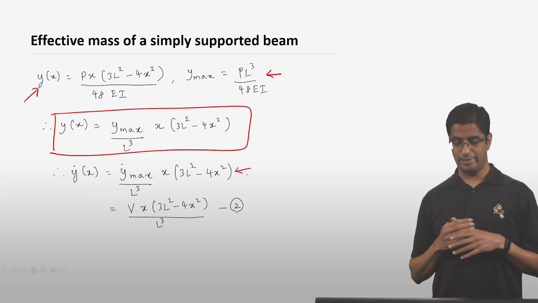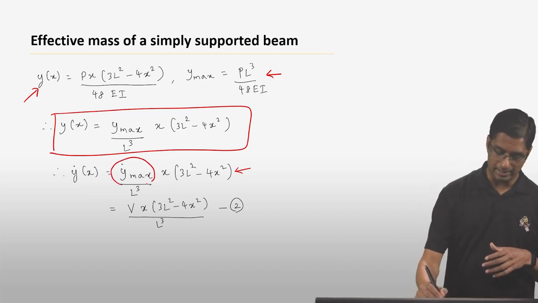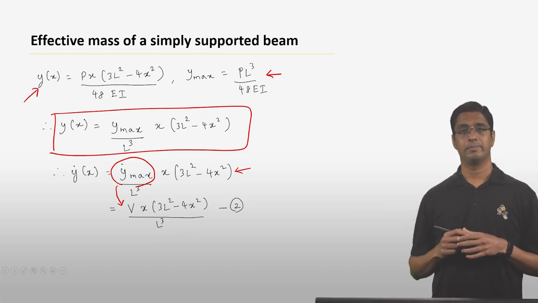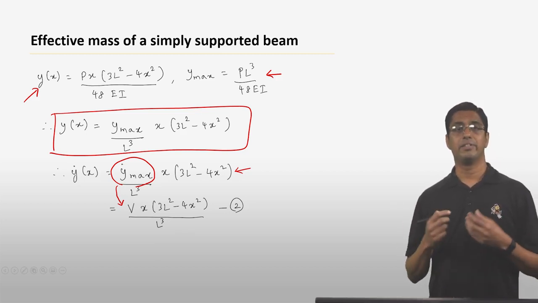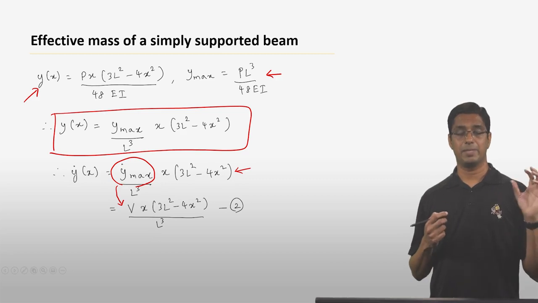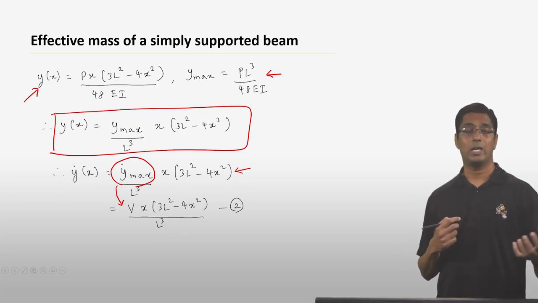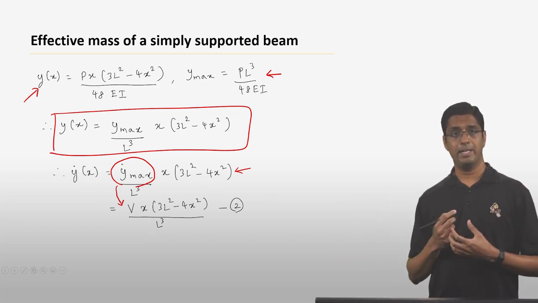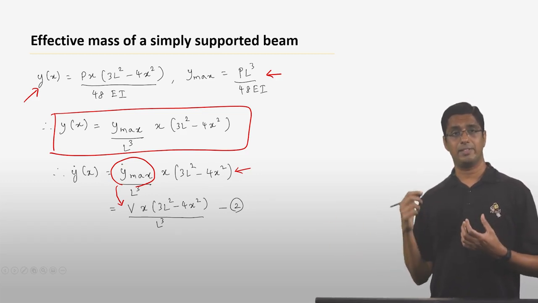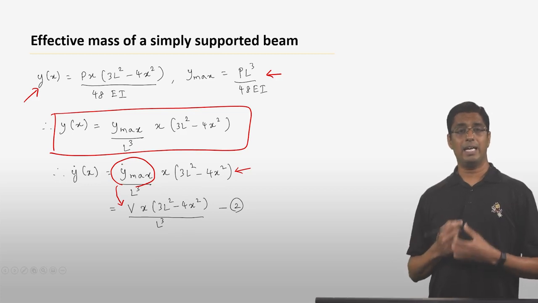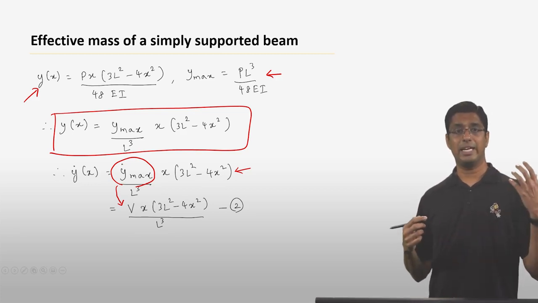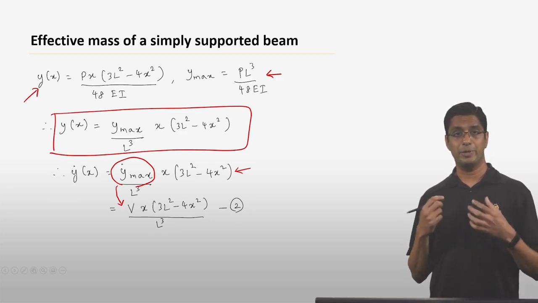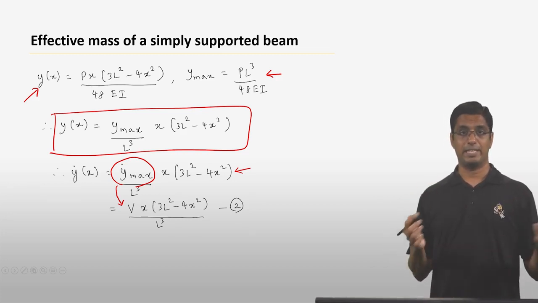Now we have something very interesting, because this y dot max is nothing but the velocity v at the center of the beam. We are trying to define our effective mass with respect to the velocity at the center of the beam. What I have done is written the velocity at any point in the beam in terms of the velocity at the middle of the beam. Now if I integrate this expression, I am going to get a v squared when I use the kinetic energy expression. Then my v squared is going to actually cancel off.